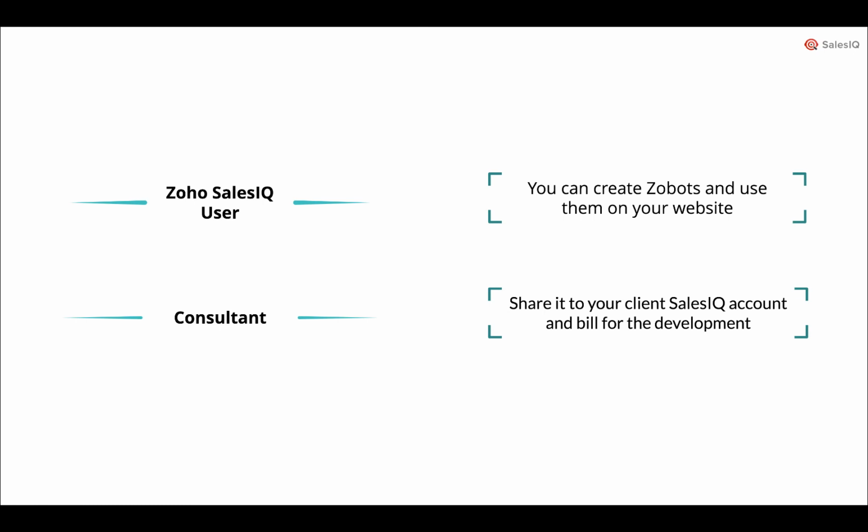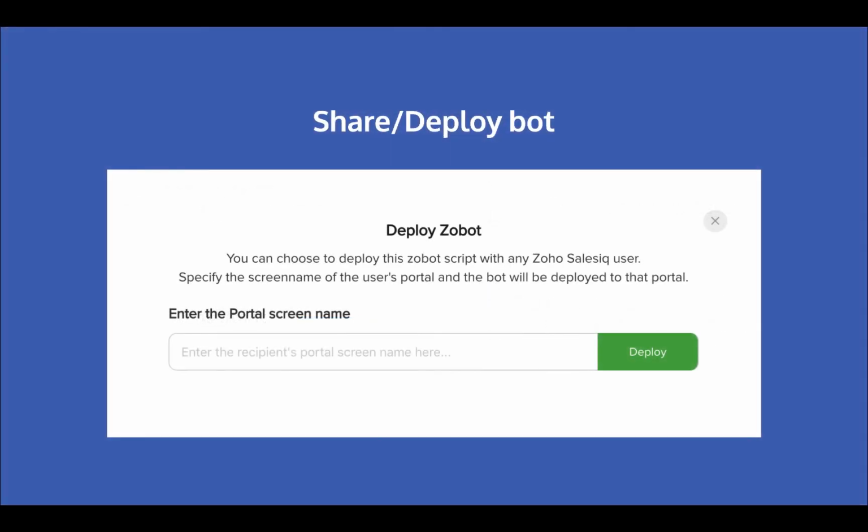After building the Zobot, you will click on the deploy option at the top right corner of your builder, enter the recipient's portal name and click on deploy. A URL will be generated which you can share with your client via private chat, and then they'll be able to view the bot that you had built for them. In case they want to make changes to these scripts, they again need to get back to you because they cannot make any changes. So this is a constant source of income in case you're a consultant or a partner of Zoho SalesIQ.